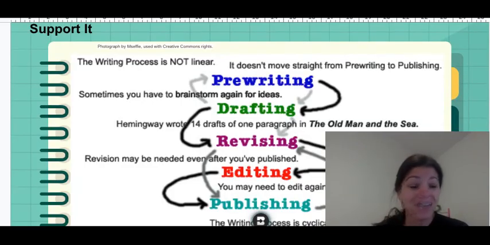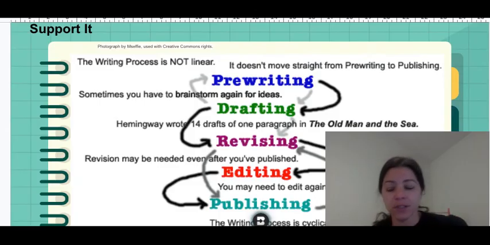Revision may be needed even after you've published. You may need to go back and revise. You may need to edit again, right? The writing process is really cyclical, and so it's important to understand that as you're moving through this process, it is not linear.